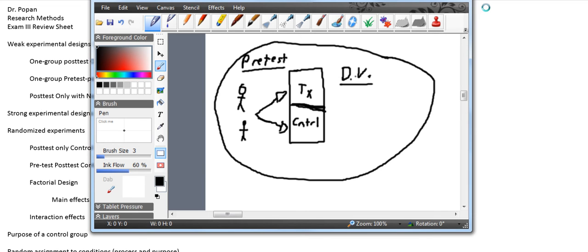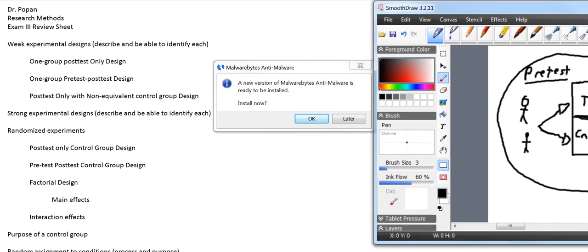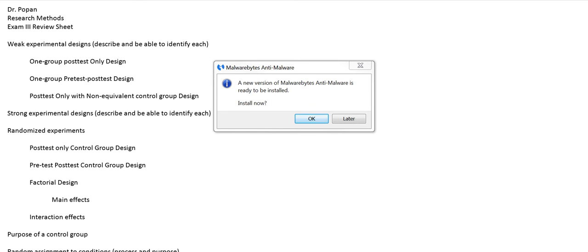But the random assignment, of course, is not perfect, but it is a good way of making sure that people are reasonably similar before the experiment starts. So pretest helps by allowing you to assess change and also by allowing you to make sure that randomization of the people to conditions was successful to begin with.